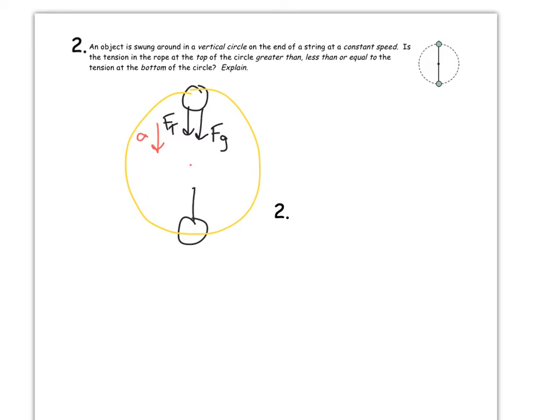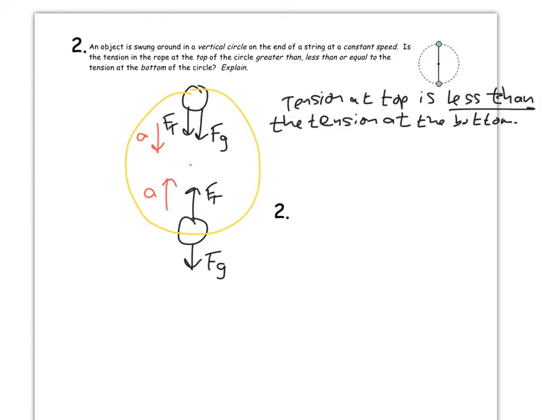At the bottom, I have the force of tension going up and the force of gravity going down, and I'm also accelerating inwards, but in this case that acceleration is up. So if I look at these forces here, I can see that at the top, Ft and Fg are working together to create that inward acceleration, whereas at the bottom, Ft has to oppose Fg and still add some additional force to create that inward acceleration. So that means this tension at the bottom is going to be bigger than the top. So to answer the question, the tension at the top is less than the tension at the bottom.